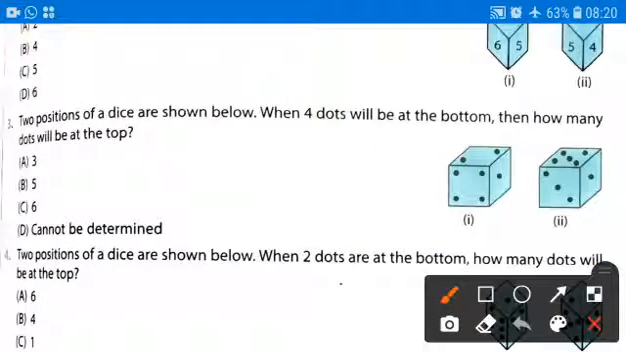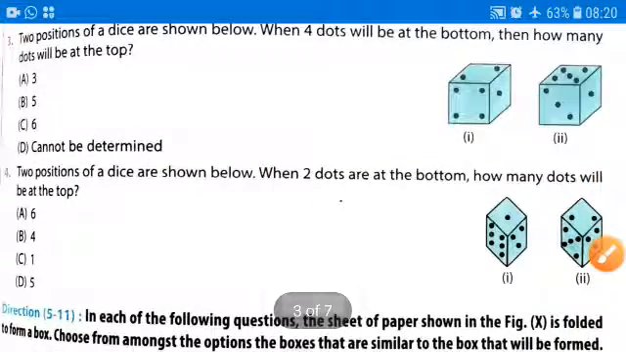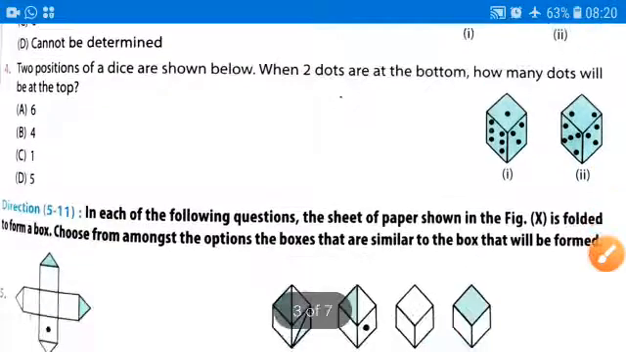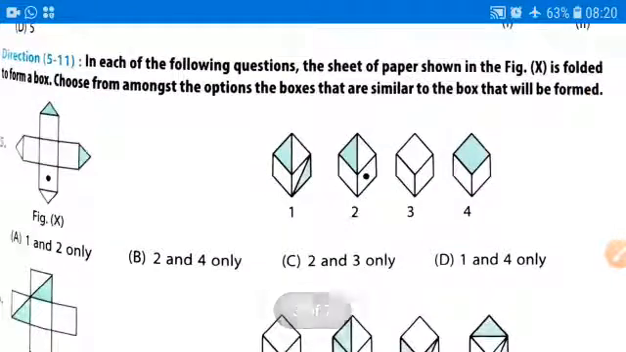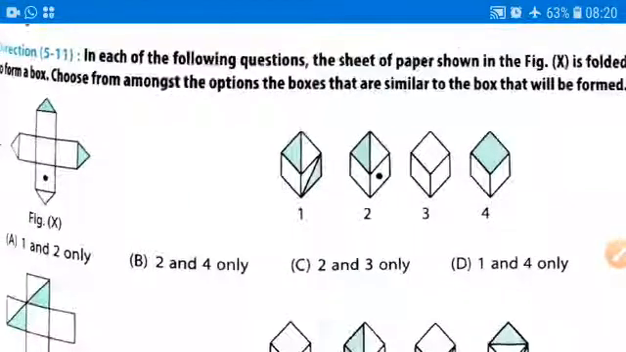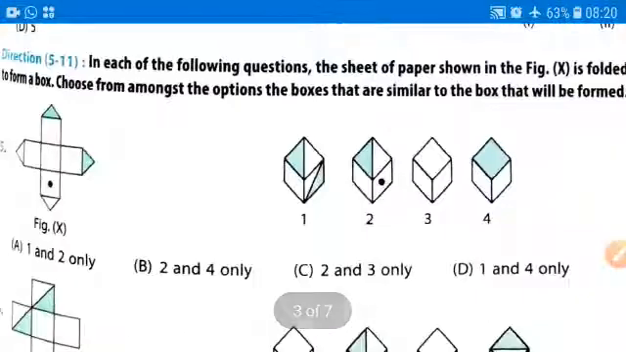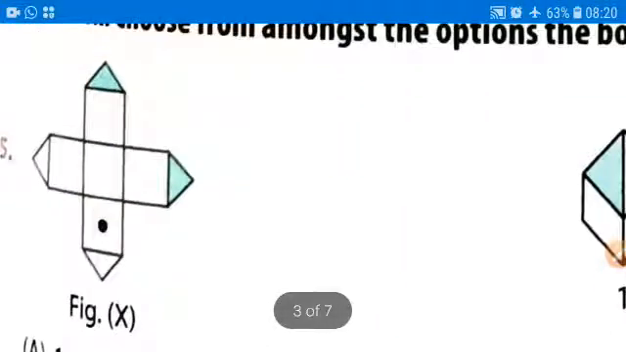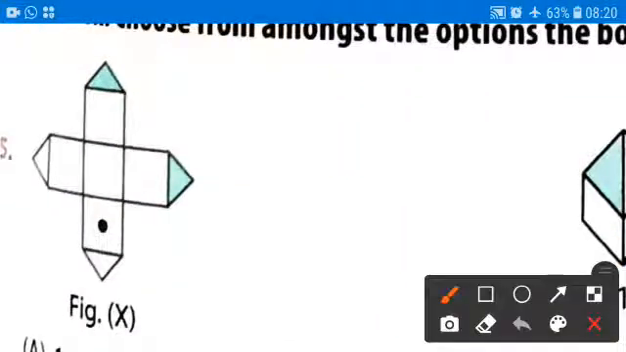Now moving further to the next question. We will take question number 5. In each of the following questions, the sheet of paper shown in figure X is folded to form a box. Choose from amongst the options the boxes that are similar to the box that will be formed. So this is the sheet of paper, and when we fold it, it will form a box, or we can say a cube.